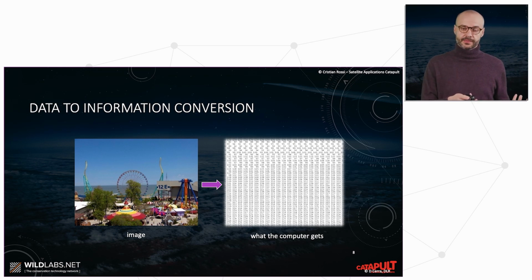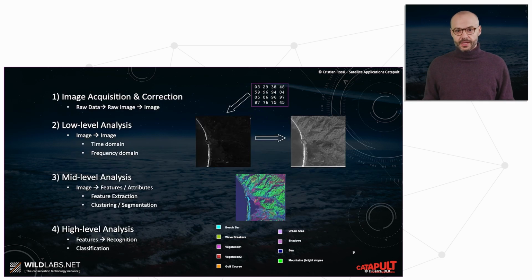Good, we got our data. So what do we need to do now? We need to convert this data into information. Information is the key part of remote sensing. At the end of the day, what we have is an image, but we work on computers, so on digital images. And what the computer gets are just a bunch of numbers. So what we need to do is to process these numbers to get information.